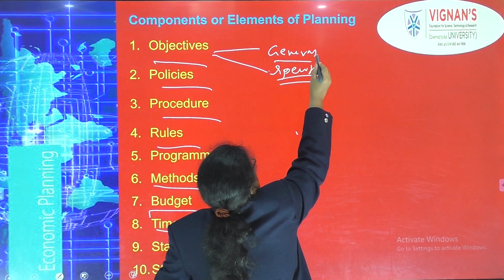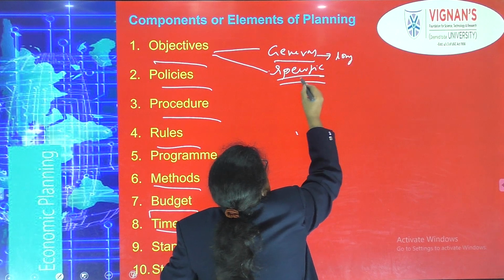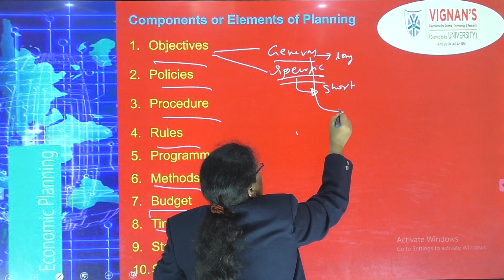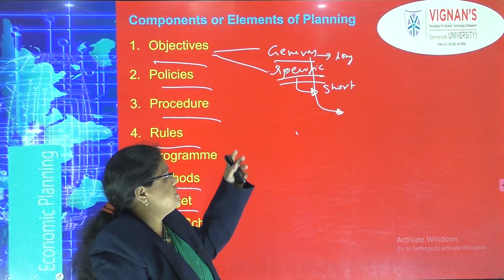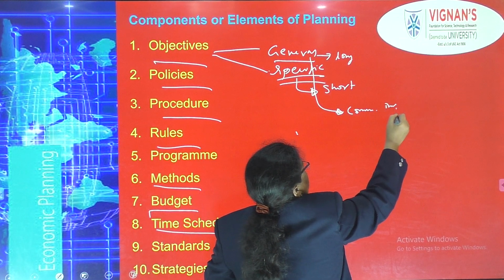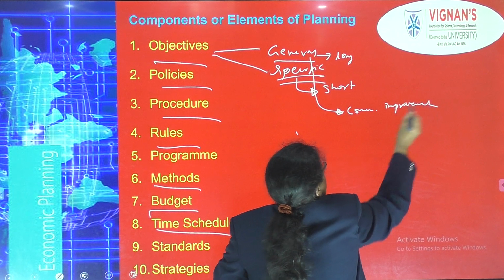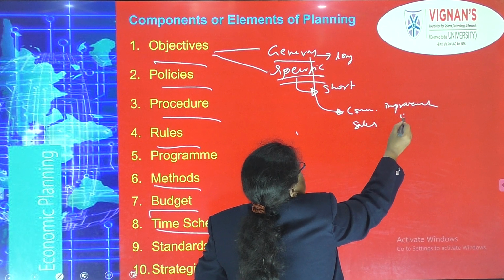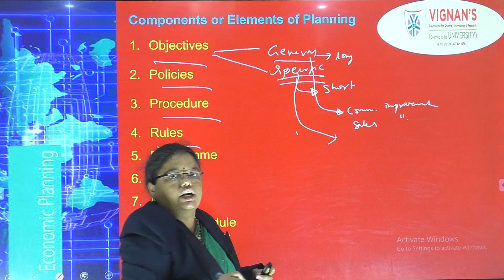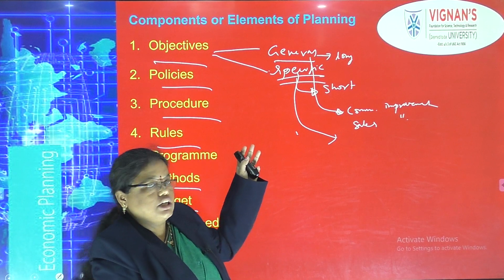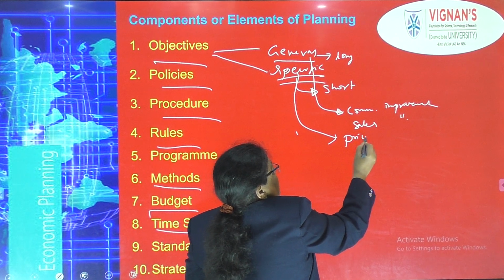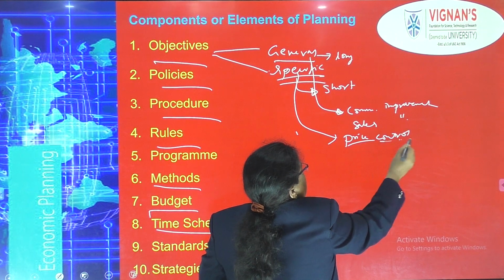General objectives relate to the long term. Specific objectives are related to the short term. Examples for general objectives are commodity improvement and sales improvement. Examples for short-term or specific objectives are price control and cost control.